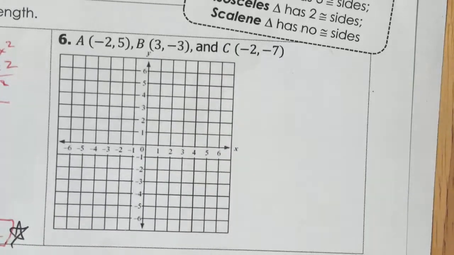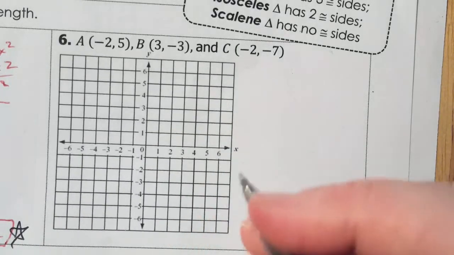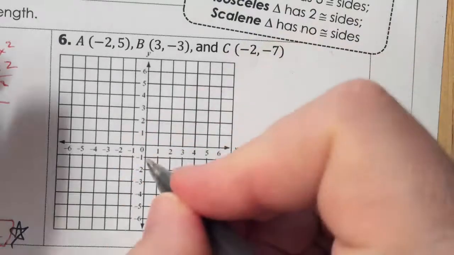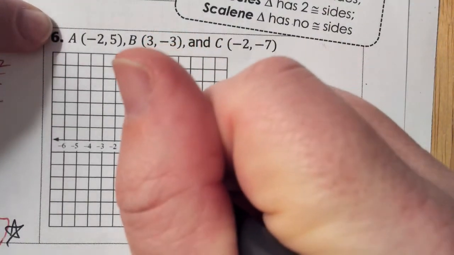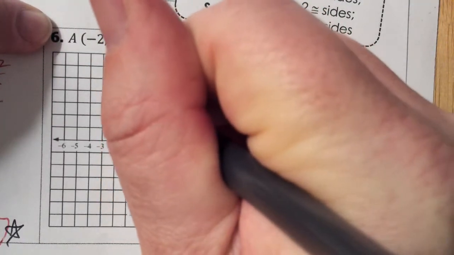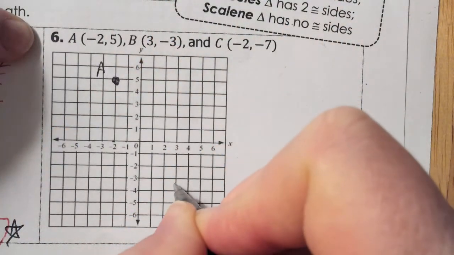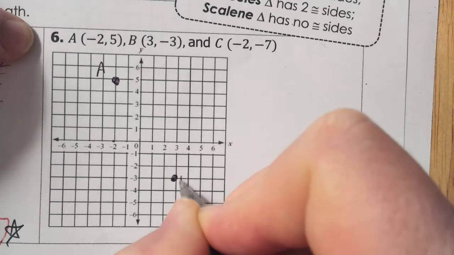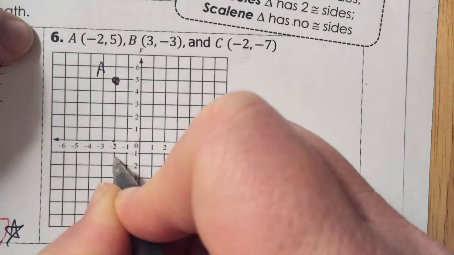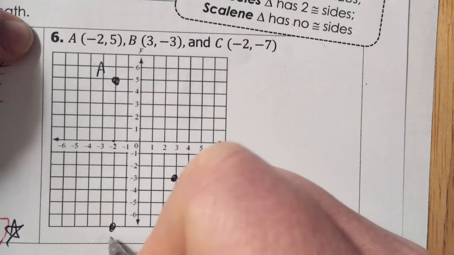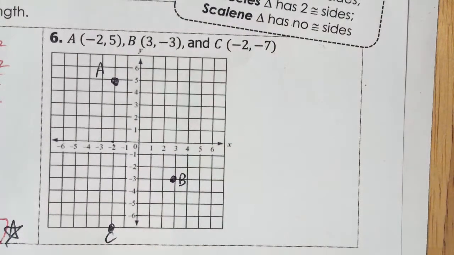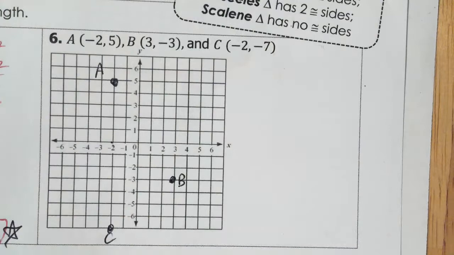All right, so number 6. Let's do the same thing. We're going to plot the points. So we're going to go -2, +5. That's A. +3, -3 is your B. And -2, -7 is your C. Now let's take our straight edge and connect the dots.